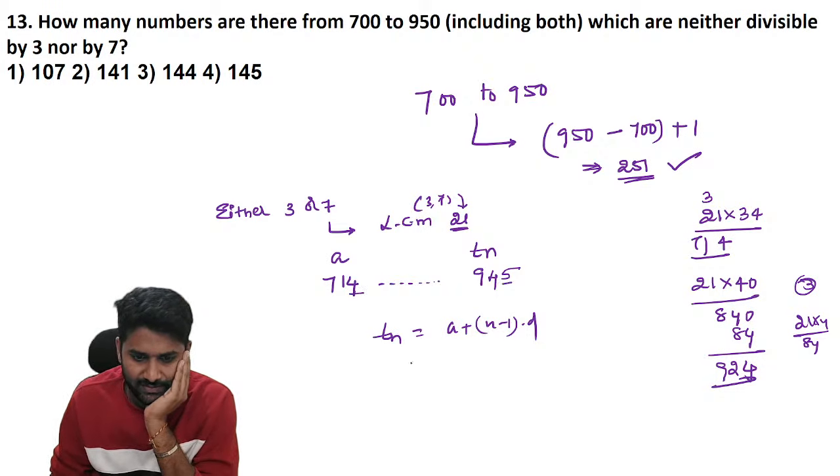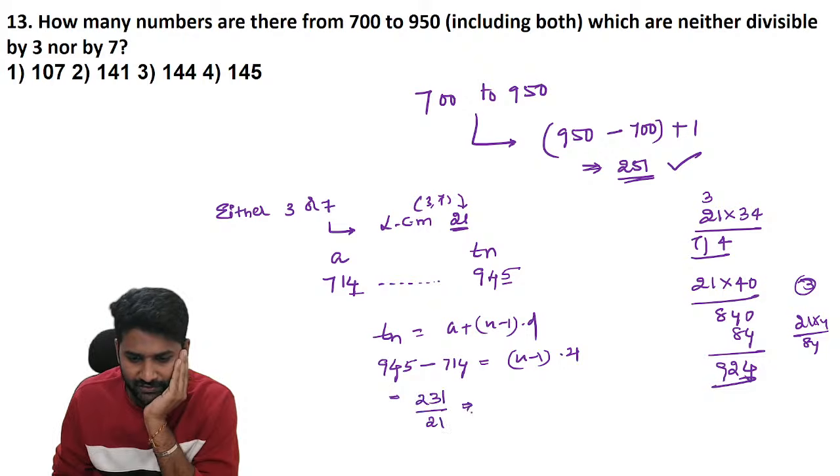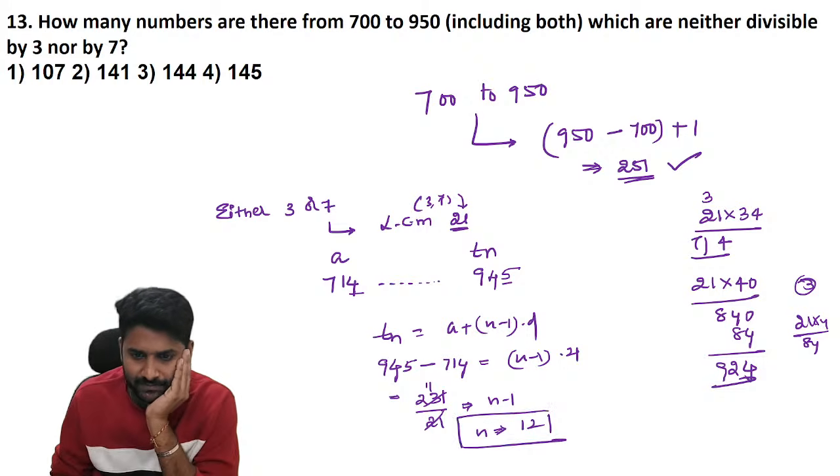The difference between the numbers: 945 minus 714 is equal to n minus 1 into 21. So 945 minus 714 is 231. 231 divided by 21 is equal to n minus 1. Then the n value is exactly equal to 12.